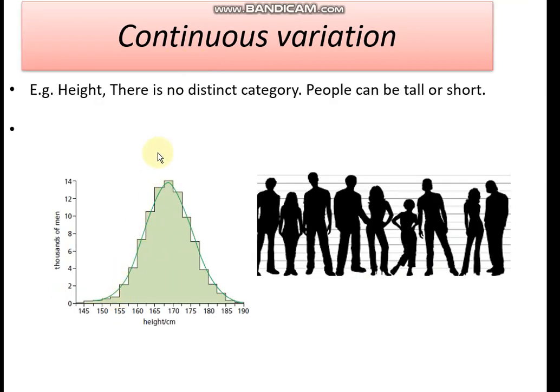So there is a graphical representation of a continuous variation. For example, height, there is no distinct category. People can be of tall height or they can be of short height, but when we make a graph of a continuous variation, it looks like a bell-shaped curve. In fact, this is a histogram, and then it is shown by a continuous curve. And as you can see, a specific number is given to the continuous variation, so we can say that it is quantitative.